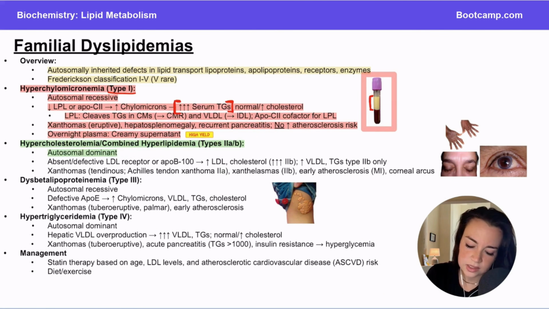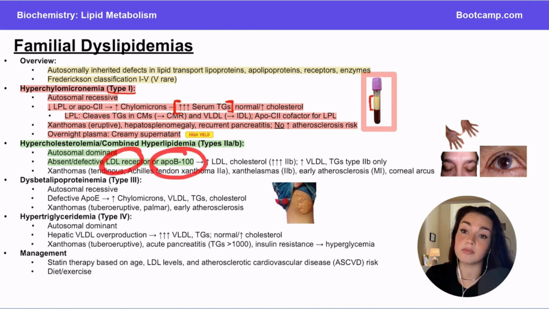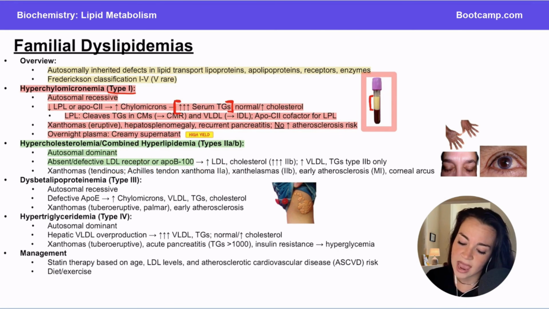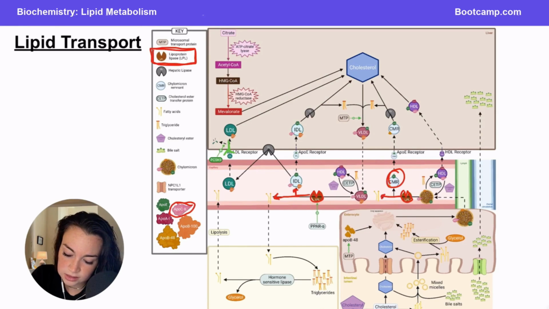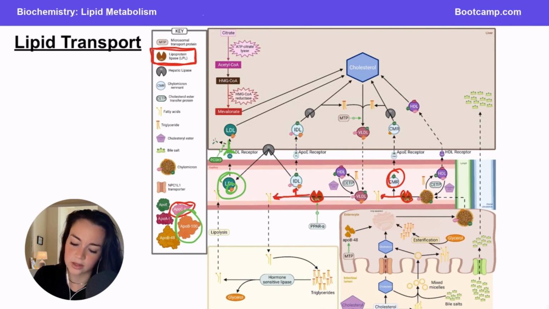And the pathogenesis of this disease is an absent or defective LDL receptor or else ApoB100. And it's not like one is defective in type A and one is defective in type B. It can be either of these defective in both types. The difference between A and B is going to be what you see actually as the elevated lab values. So remember, the LDL receptor is what facilitates the uptake of LDL, which is rich in cholesterol, into the liver. And our little orange ApoB100 apolipoprotein on the surface there is what facilitates that binding to the receptor.